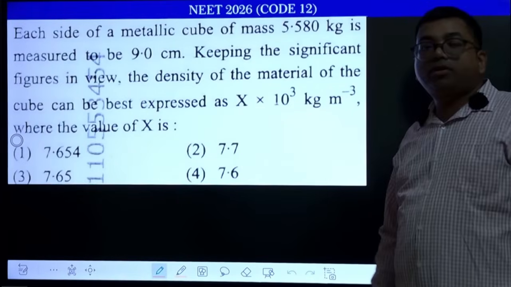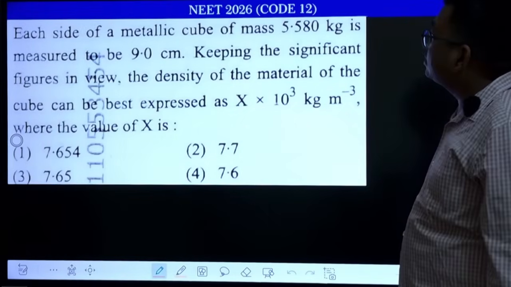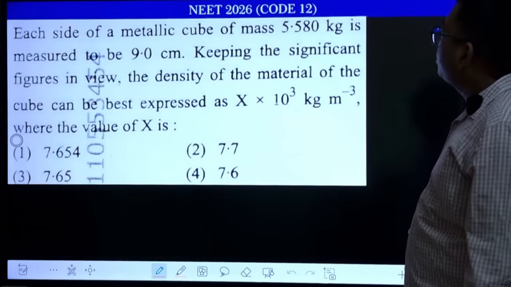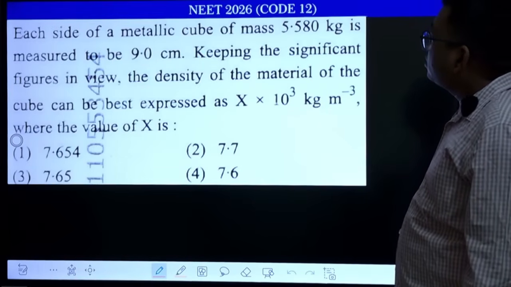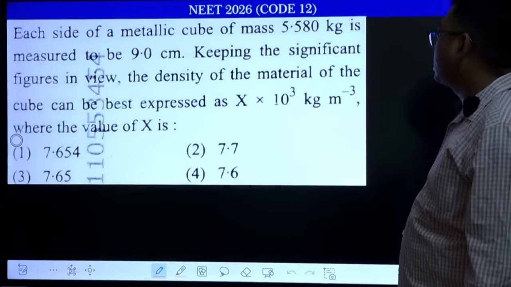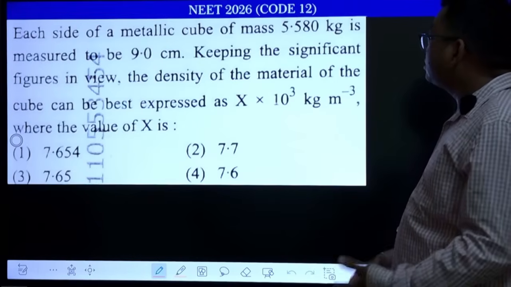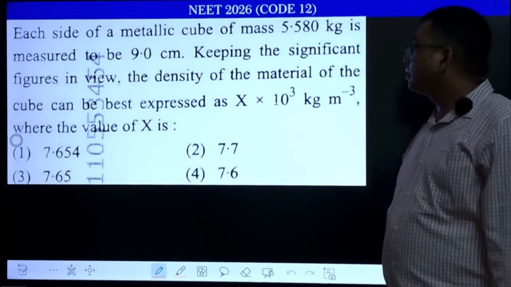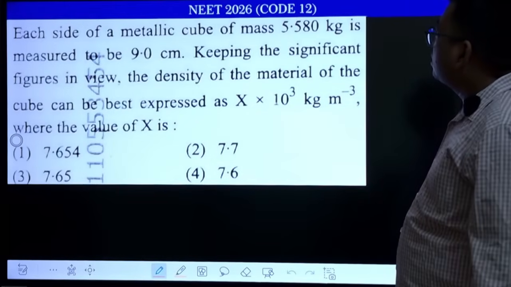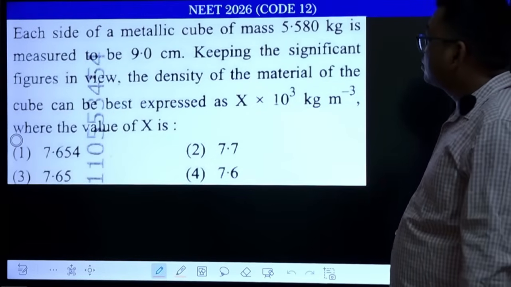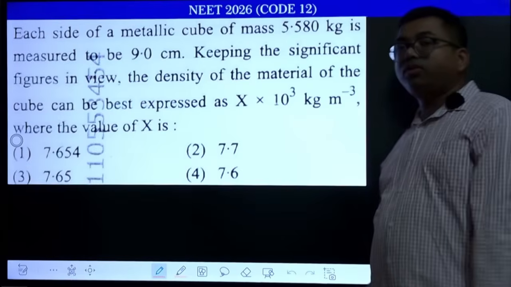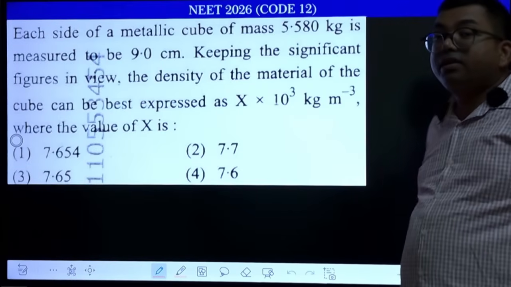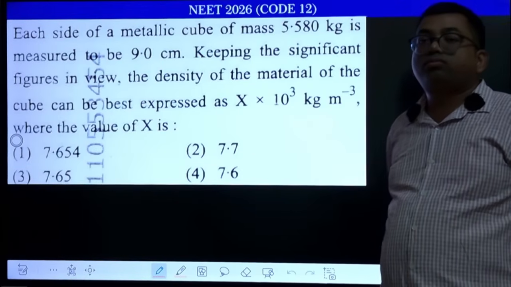Each side of a metallic cube of mass this is measured to be this. Keeping the significant figures in view, the density of the material of the cube can be best expressed as. Density you have to calculate. And here what are you doing? Density is equal to mass by volume. You are dividing. So in division, what do we need to do?